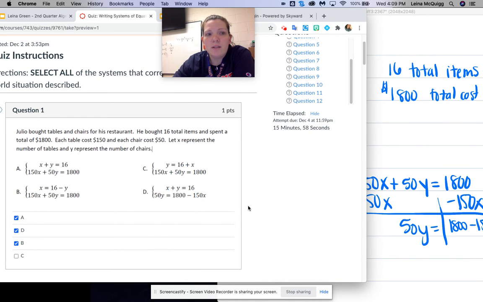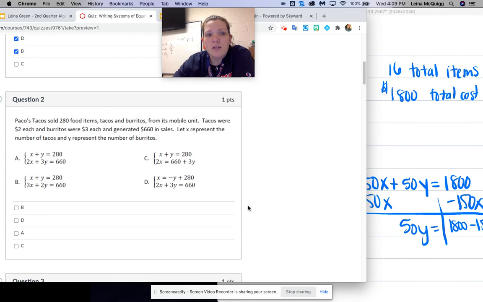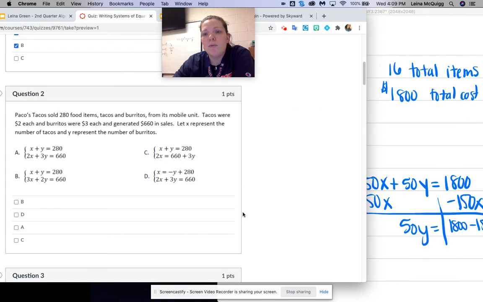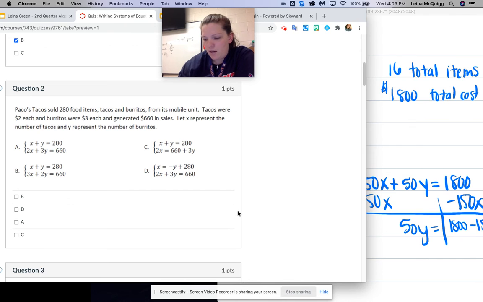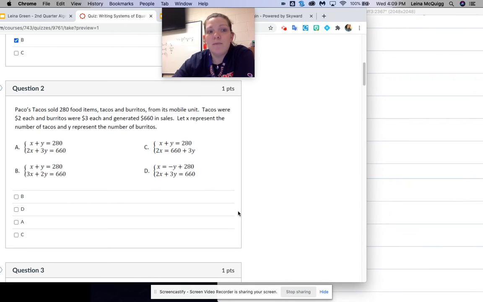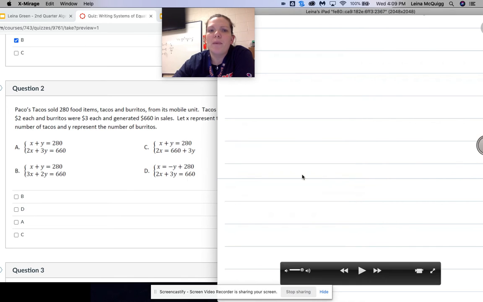Okay, so this one you're selecting multiple options. Looks like you're going to be doing that on most of them. So you need to be able to solve and move things around, okay? All right, I'm going to set these up for you, and then I'm going to let you guys decide which ones are correct. No, I'll just go ahead and do the whole problem with you.